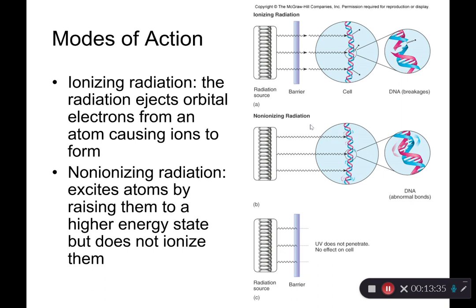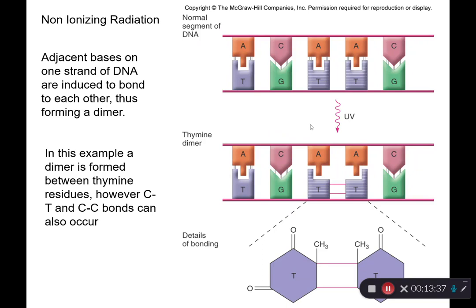Non-ionizing radiation is different. Non-ionizing radiation causes formations of something called dimers. Dimer means two of the same molecules bonded together. So we have to think about the structure of DNA. There are two complementary strands of DNA bonded to each other, and the A nucleotides always bind to the T's, and the C nucleotides always bind to the G's, right? There are 4 nucleotides in DNA: A, T, C, and G.